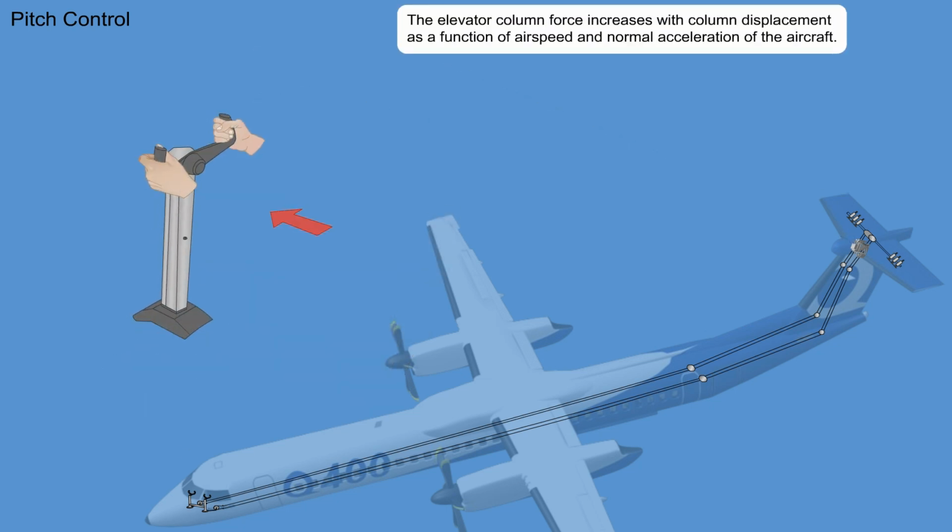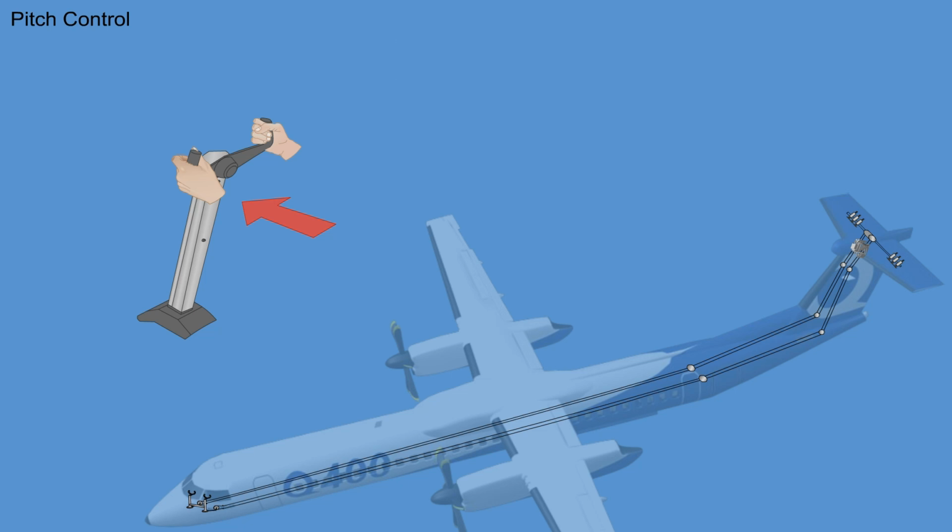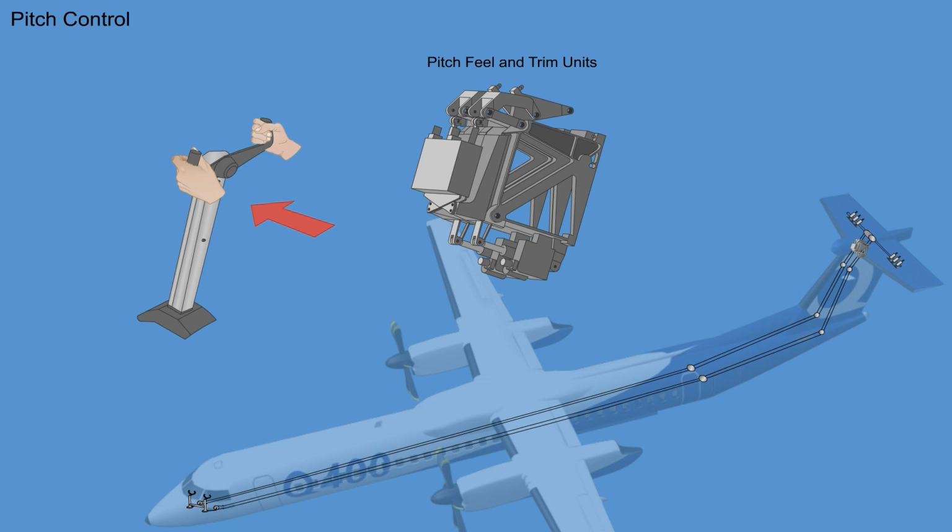The elevator column force increases with column displacement as a function of airspeed and normal acceleration of the aircraft. As airspeed increases or decreases, the flight control electronic control unit commands the pitch feel actuators to extend or retract respectively. This results in an increase or decrease in the amount of artificial feel acting on the control columns. In case one pitch feel actuator fails, the elevator feel caution light will illuminate and the system will continue to operate by using the operational actuator.